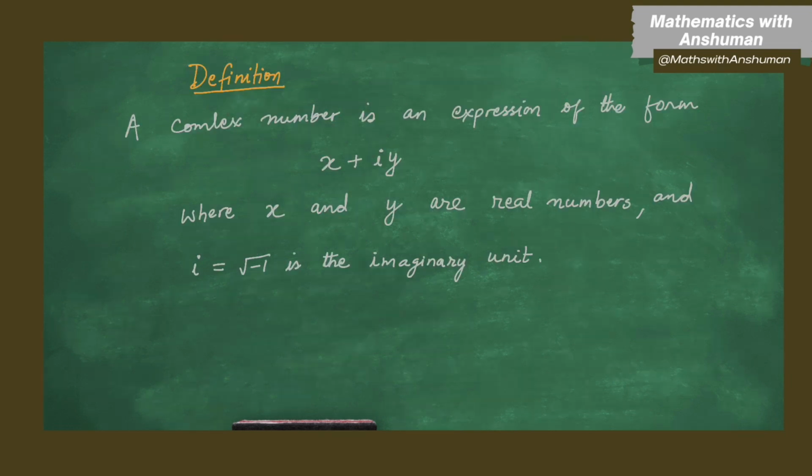Let us define complex numbers. A complex number is an expression of the form x plus i into y, where x and y are real numbers, and i is equal to under root minus 1 is the imaginary unit. Complex numbers make the largest family. This family is denoted by capital letter C, or we can simply say that capital letter C represents the set of complex numbers. And we also have a notation for complex numbers.